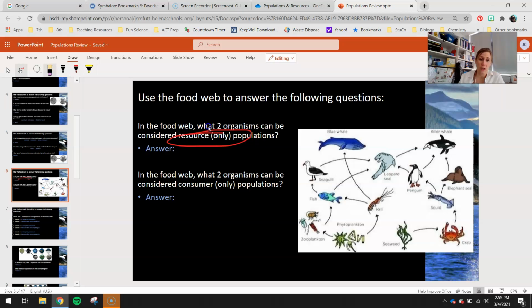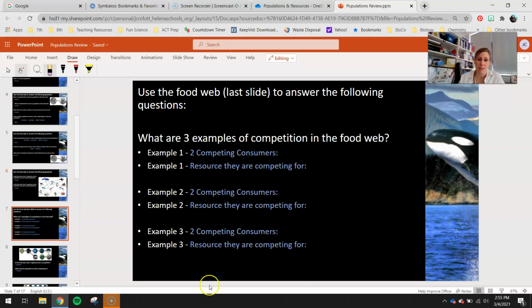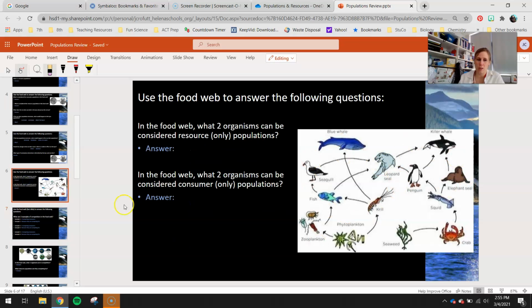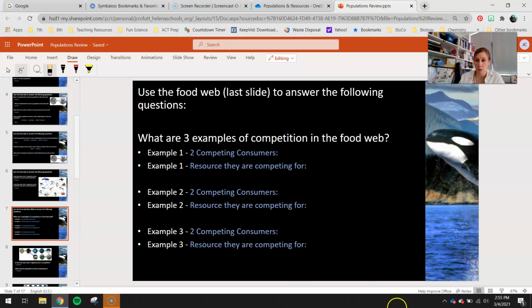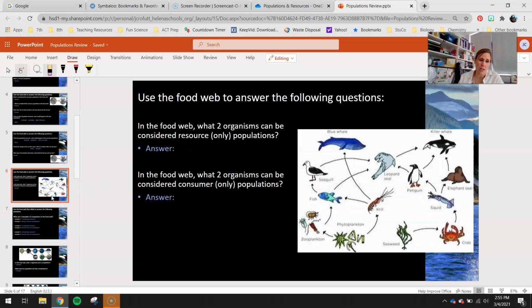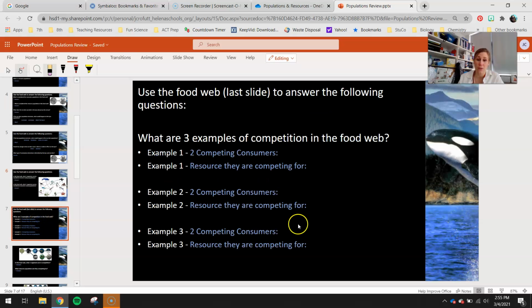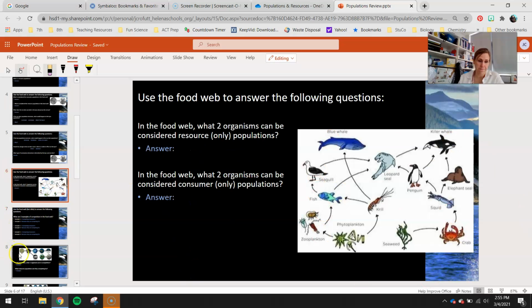Moving on, for this next 3 questions, you are going to use this exact same food web. I couldn't really fit that picture on here and give you room to type and make the picture large enough for you to see, so you will just have to flip back and forth. You are looking for 3 different examples where you have animals in competition for food. So what are the 2 animals that are competing, and what are they eating? What are they competing for? Give me 3 examples there. There are more than 3 in this little food web.